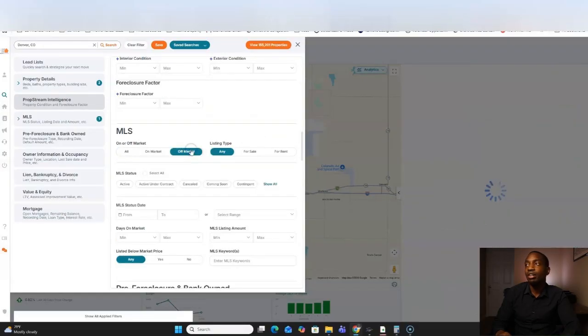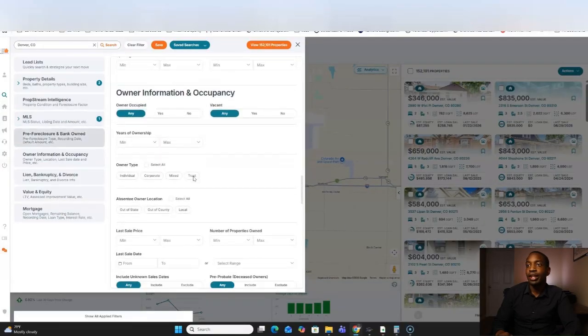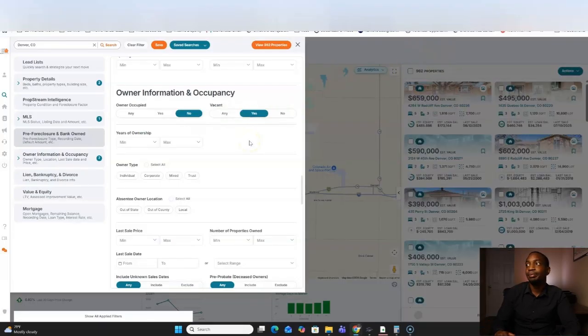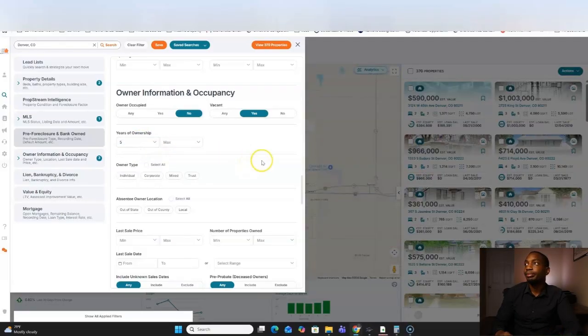All right, so next thing I'm going to do, I'm going to go down here. I'm going to keep it off market, and then go down, and I like ownership information. So what I want to look for are properties that are vacant and non-owner occupied. So I'm just going to select non-owner occupied properties. So we're down to 32,000, and I want them to be vacant. So we're down to 962 properties. The next thing is I'm going to make sure they have owned this property for 5 or more years. Now we're down to 370 properties.